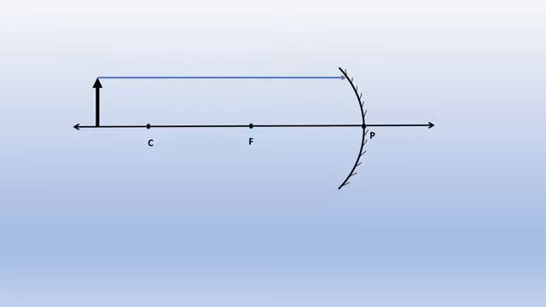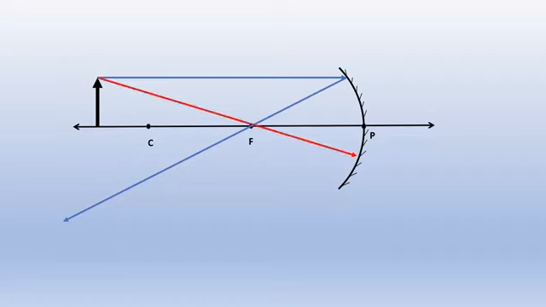So I will select a light ray which is parallel to principal axis, which is coming from the tip of the object, and after reflection it has to pass through principal focus. The second light ray which I am going to choose is the light ray which passes through focus. After reflection it has to come out parallel to the principal axis. Now, where the light rays meet, there the image is formed.